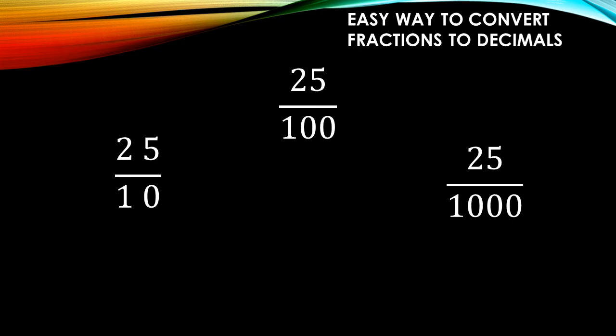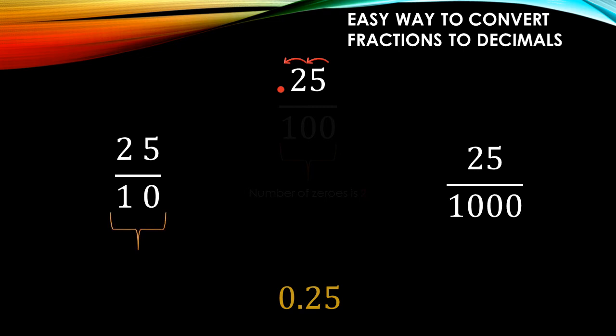Let us take a number 25 upon 100. See the denominator. It is 100. How many zeros in 100? Yes, 2. So in the numerator, count 2 digits from the right and put the decimal. So the answer is 0.25. Let us take another number, 25 upon 10. See the denominator. It is 10. How many zeros in 10? Yes, 1. So in the numerator, count 1 digit from the right and put the decimal. So the answer is 2.5.